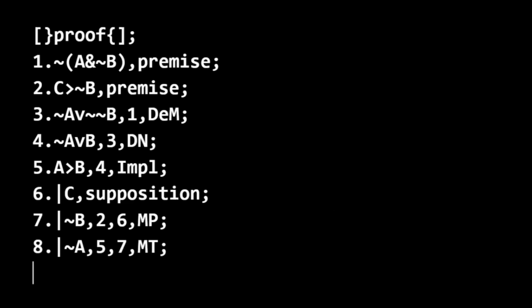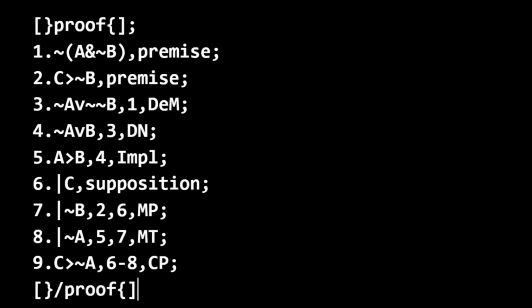Now we kept the conditional proof segment small, and it only contains what is logically necessary to it. So this will be considered a better proof than the previous proof, even though they have the same number of lines. Then we get our conclusion by conditional proof, lines 6 through 8. And that is a better proof.